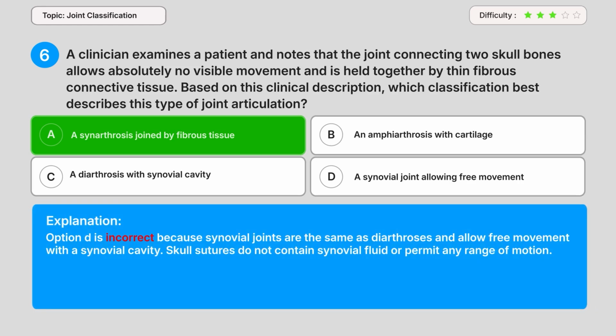Option D is incorrect because synovial joints are the same as diarthroses and allow free movement with a synovial cavity. The joint in question is described as allowing no movement, which rules out synovial joints. This question tests whether you know how joints are classified by movement. The scenario describes a skull joint that allows zero movement, held together by thin, fibrous connective tissue.